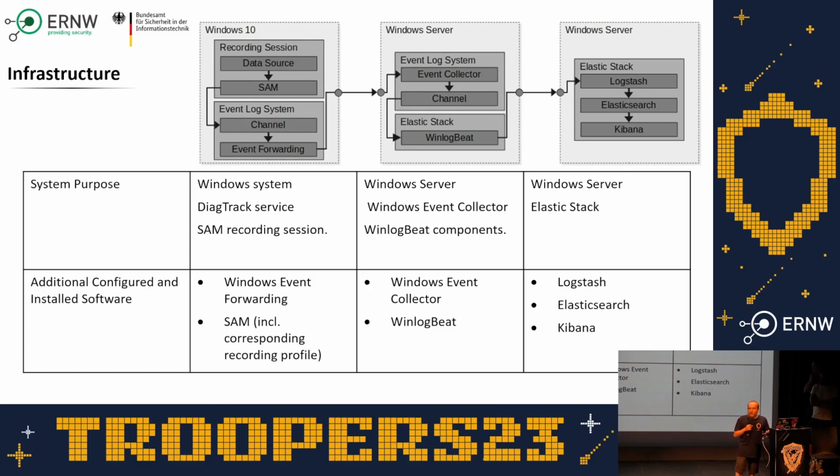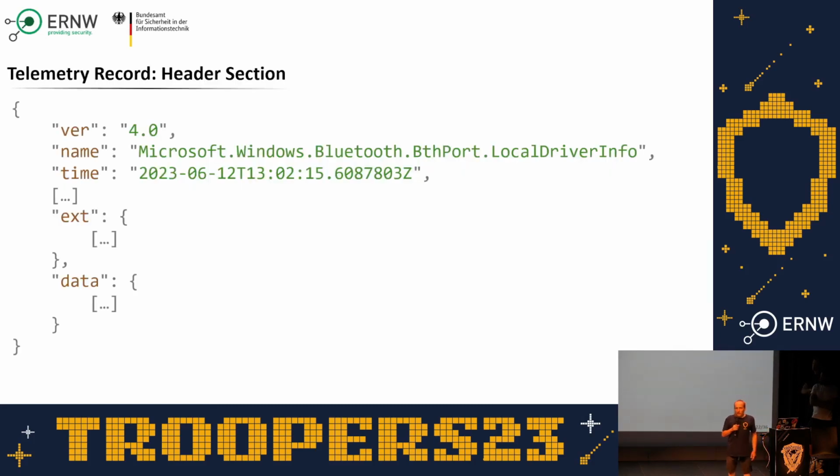Now let's look at some telemetry data so that we can see what's in a typical record. A record consists on a conceptual level of at least 3 types. It has a header that is visible at the top. It has an extension field and a data field.